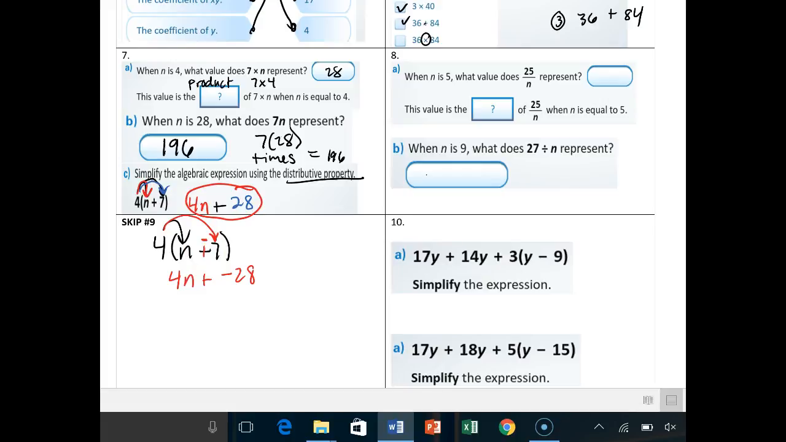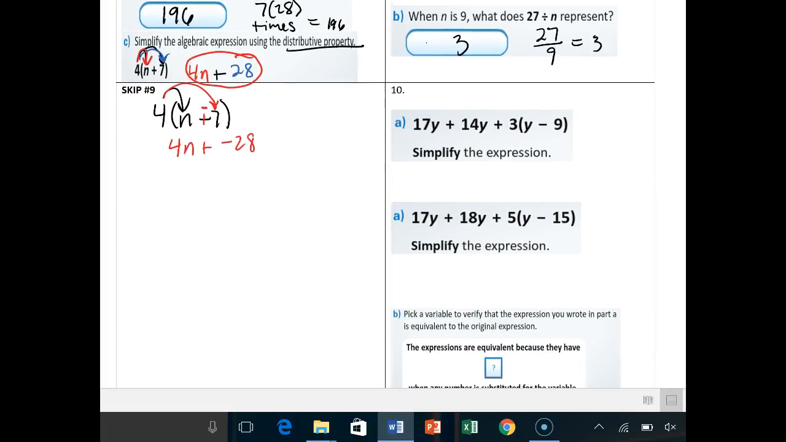All right, number 8. You have 25 over 5. So what does that represent? Obviously 25 divided by 5 is 5. All right. The answer to this is a quotient. All right. And then we're doing the same thing. When n is 9, what does 27 divided by n? Basically 27 divided by 9. What does it give you? It gives you 3. Okay. Pause that. Do number 8.